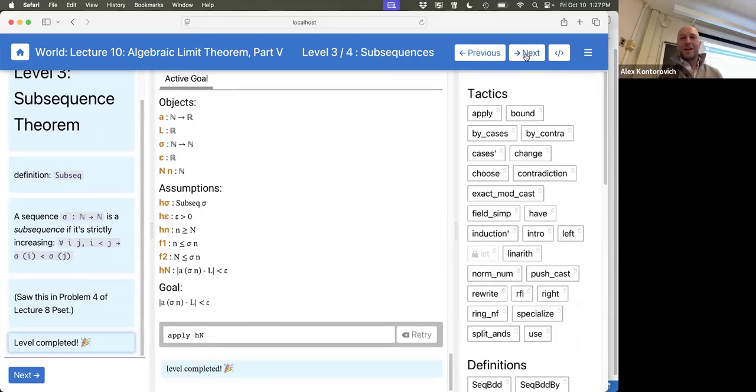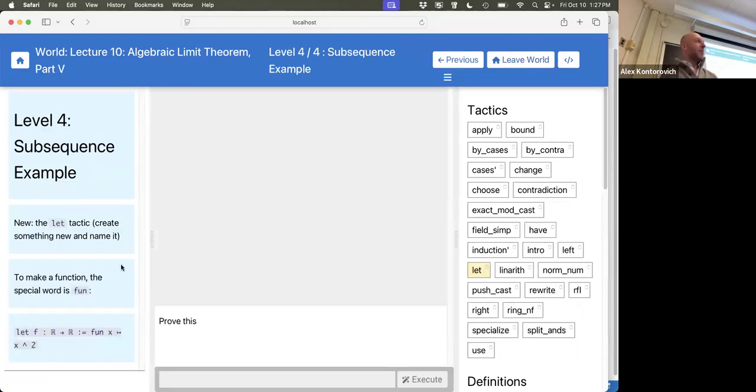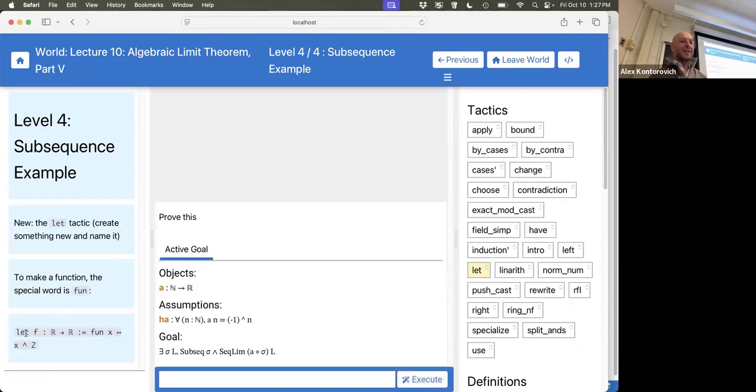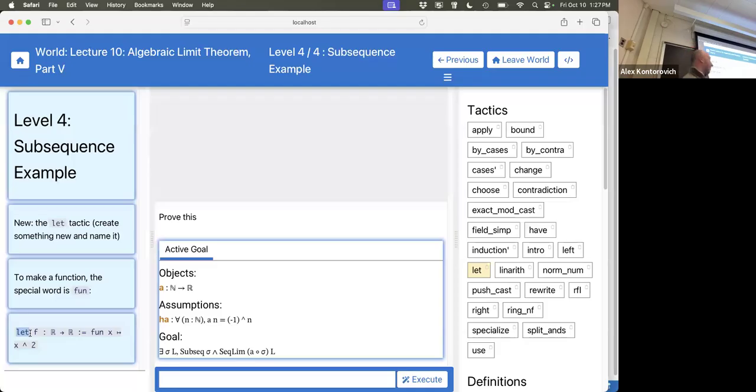Somebody was asking me last time about how do you make a new function out of nowhere. And the way to make a new function out of nowhere is the tactic let. Let is just like have. You give it a name, you say what kind of thing it is, and then you produce it. And if you want to make a function, the way to make a function is to write the word fun. Fun, it's fun to make functions.